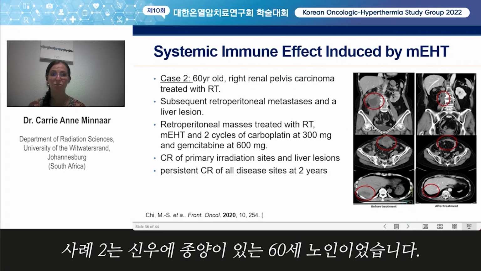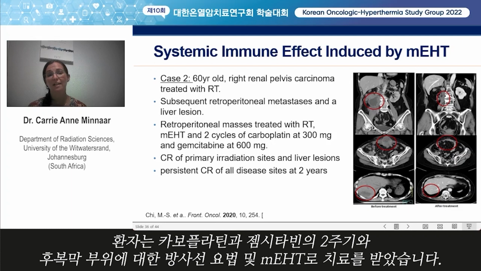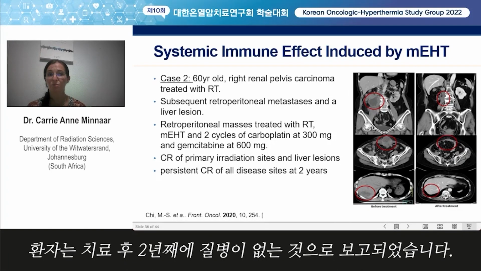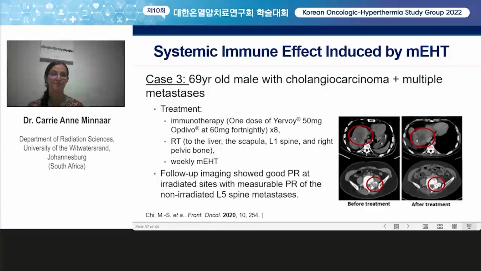Case 2 was a 60-year-old male with a tumor in the renal pelvis. Initially treated with radiotherapy, the patient developed a recurrence in the retroperitoneal region and in the liver. The patient was treated with 2 cycles of carboplatin and gemcitabine, as well as radiotherapy and MEHT to the retroperitoneal region. A follow-up scan showed complete resolution of all lesions, including the non-irradiated liver lesion, and this patient was also reported to be disease-free at 2 years post-treatment.